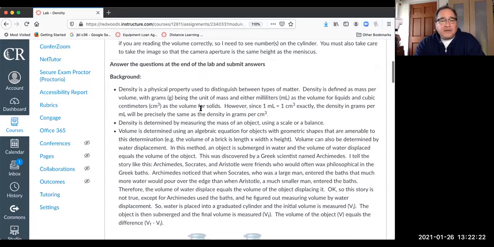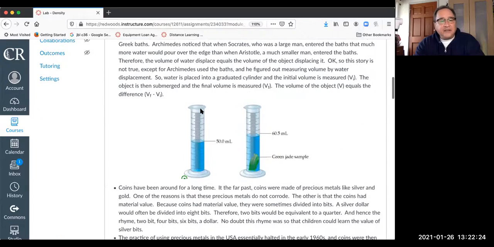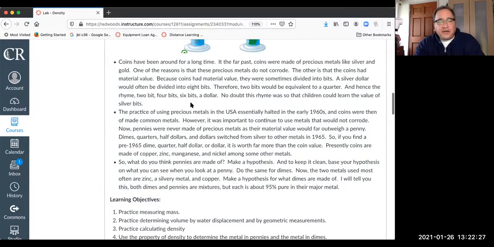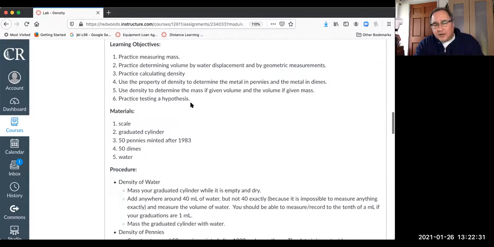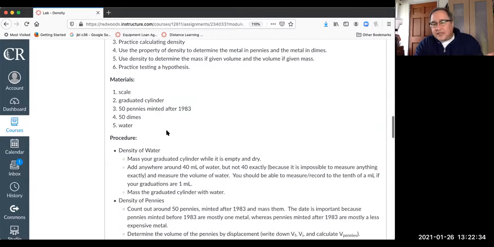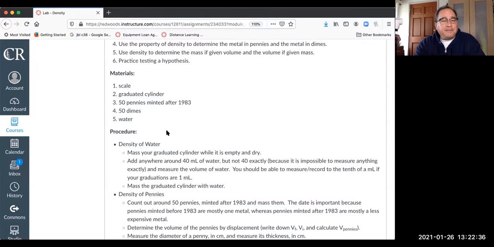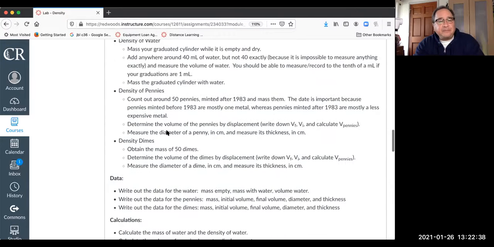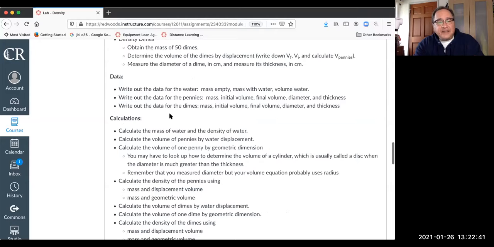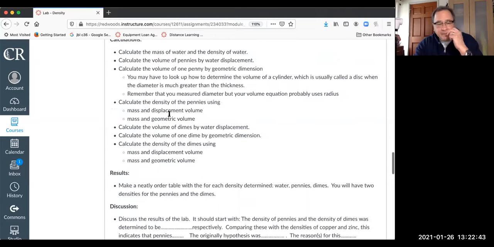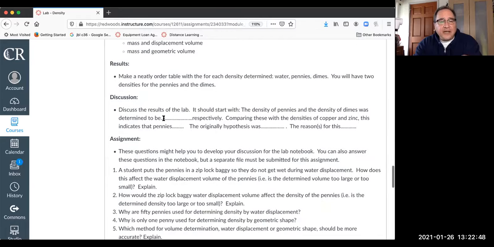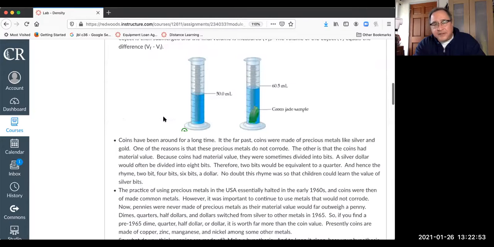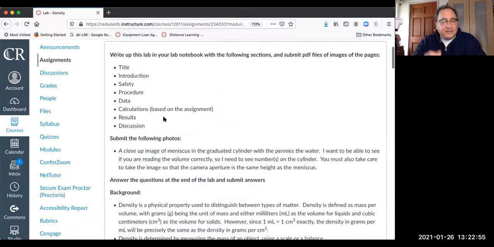And then here I give you a little bit of the background. I'm not going to go into detail here. The assumption is that you've read this before coming to class. Learning objectives, materials. There is no safety here, but we'll talk about that in just a moment. And then here's the procedure. And you can see that I have the data and the calculations. I tell you what to do for the results table and for the discussion. Now let's go back to the very first part of what you need to submit, and let's talk about these items in a little bit more detail.